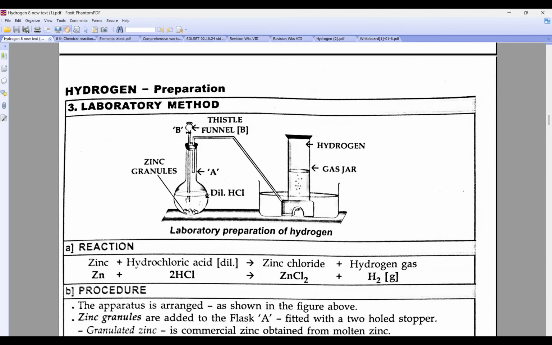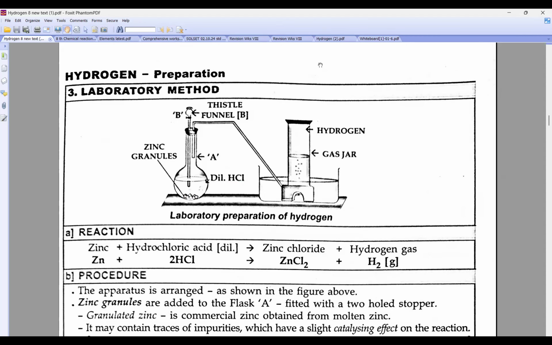Precaution: the lower end of the thistle funnel should be immersed. The entire apparatus should be airtight. No flame should be brought near. Why have we taken water here? Because hydrogen gas is practically insoluble in water. It is lighter, so it will go up and water will come down.